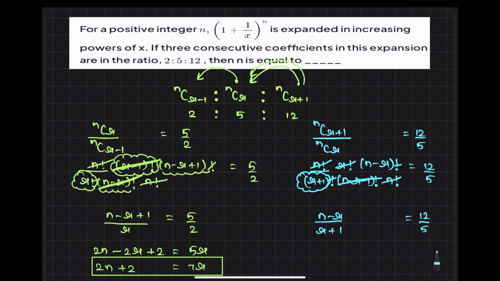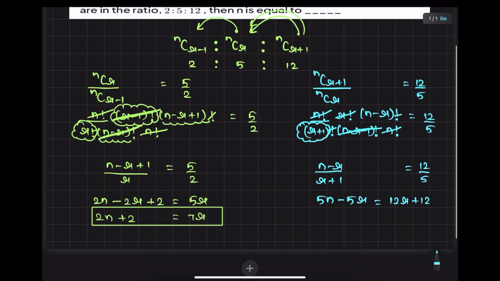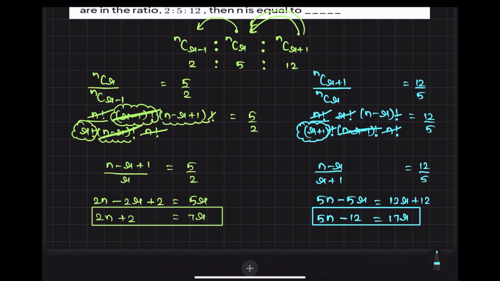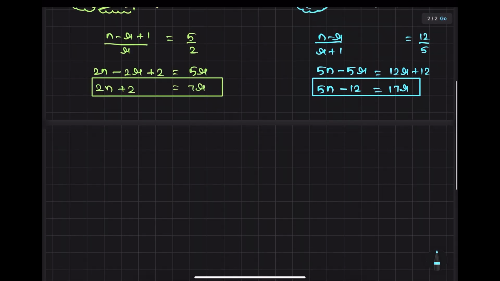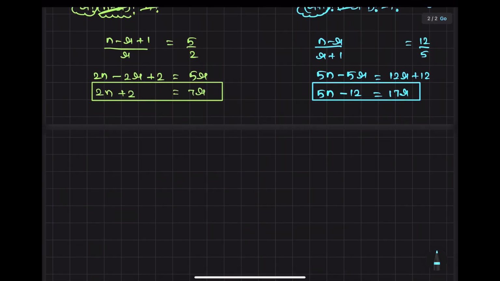Now do the cross multiplication. So 5n minus 5r equals 12r plus 12. Okay, now do a little bit more simplification. So can I write 5n minus 12 is equal to 17r? Okay, so we got our second equation. Now we have to simplify this thing. Okay, now look at this. So can I eliminate n?